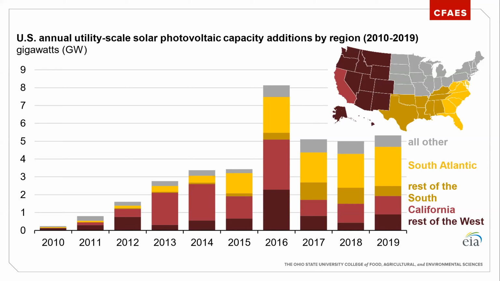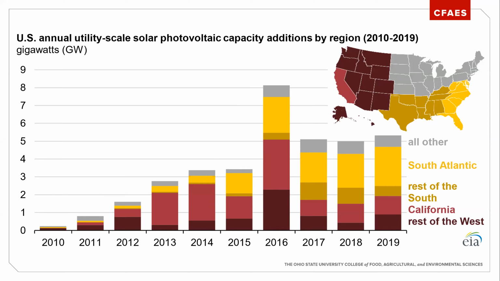So a lot of times I'll get a question related to 2016 where you can see there was 8 gigawatts of capacity brought online. And the question is, why such a spike and then a dramatic drop off? And what was happening there was in 2016, the 30% federal investment tax credit program was scheduled to expire at the end of the year.